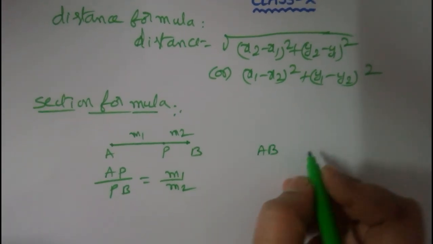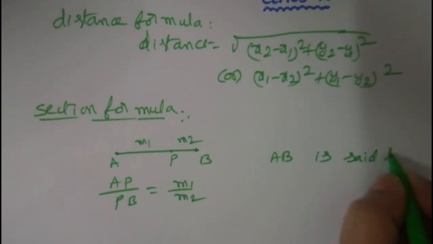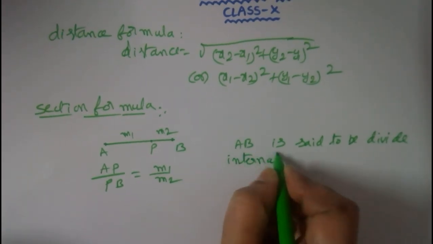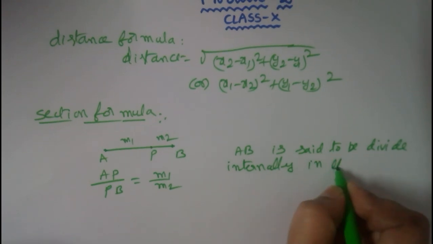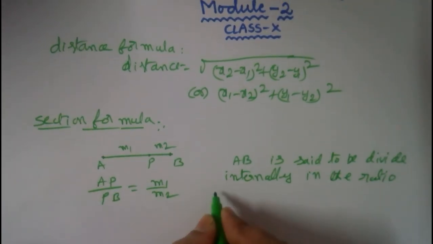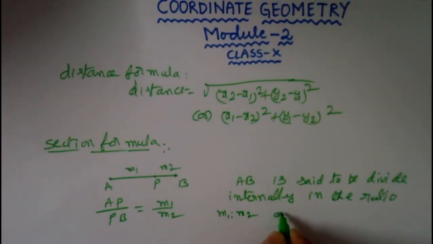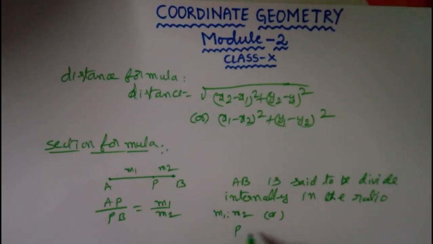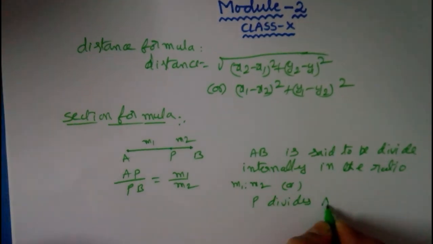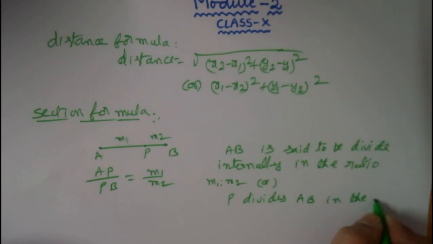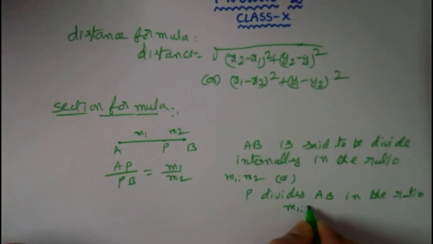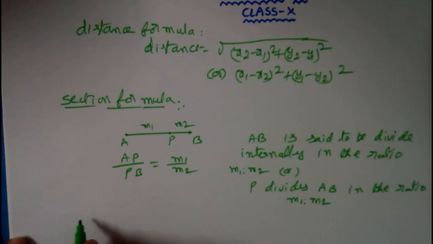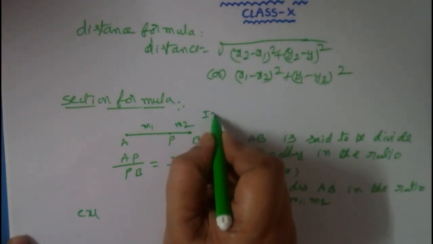AB is said to be divided internally in the ratio m1 is to m2, or P divides AB in the ratio m1 is to m2. So this is the internal division.